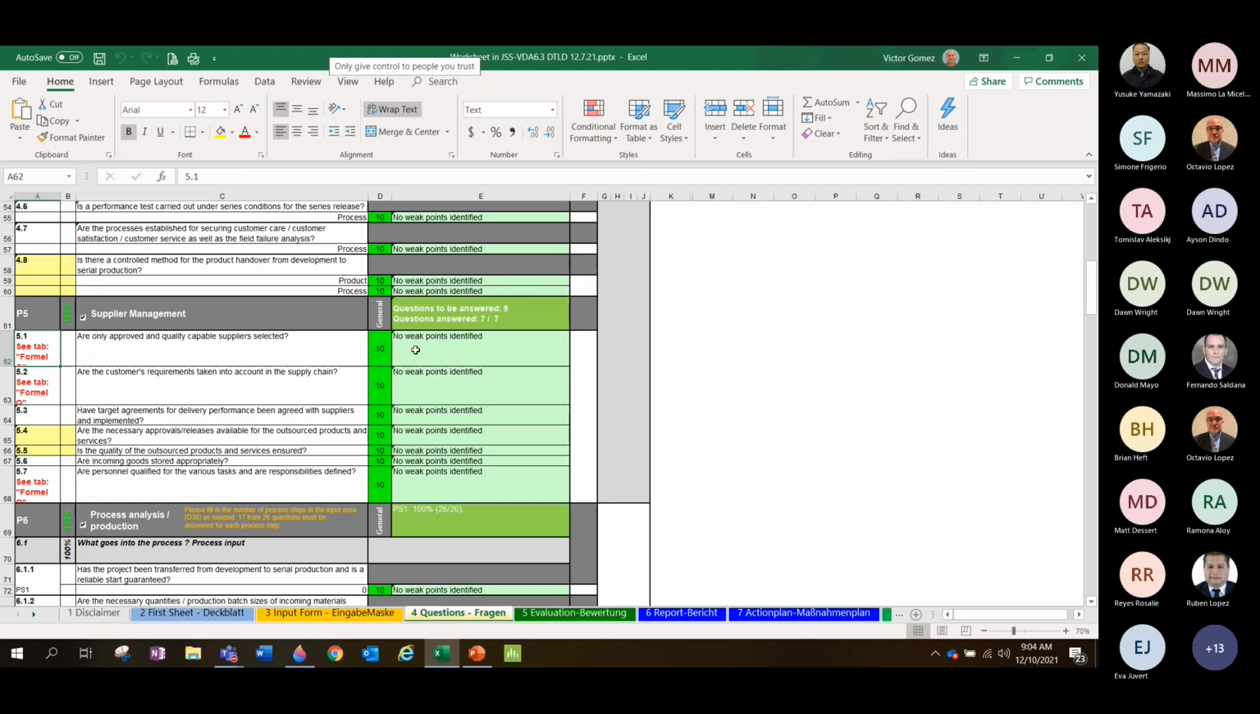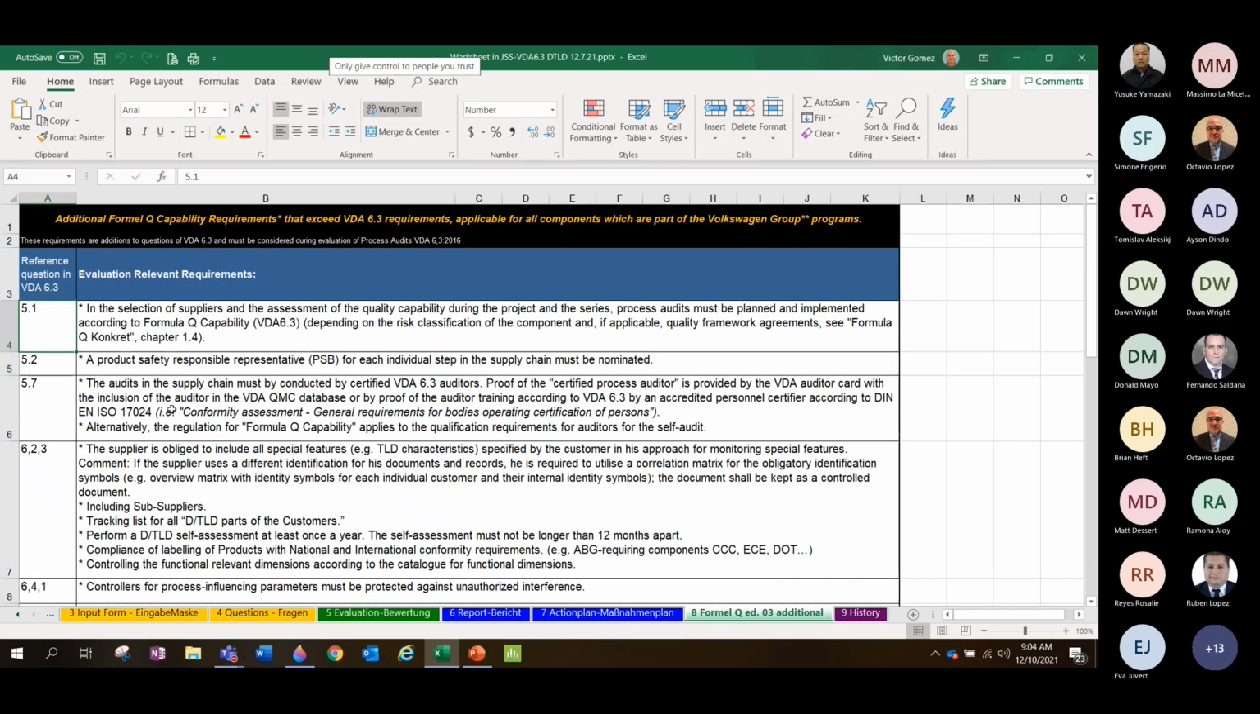I'm going to do my part, confirm that they have a system in place, but then we have a specific requirement from Formula Q. So that means I have to go here to my tab number 8 and look for the P5 element 5.1, sub-element 5.1. And it says, in the section of suppliers and assessment of the quality capability during the project and the series. Project is launching, series is current production. Process audits must be planned and implemented according to Formula Q capability.